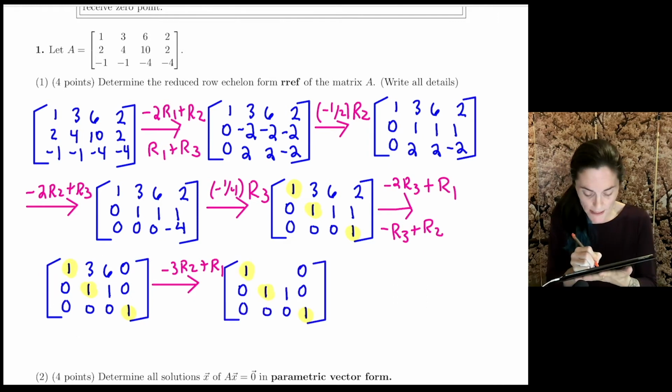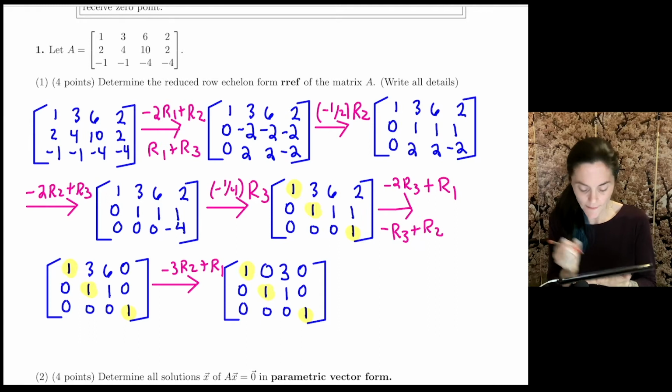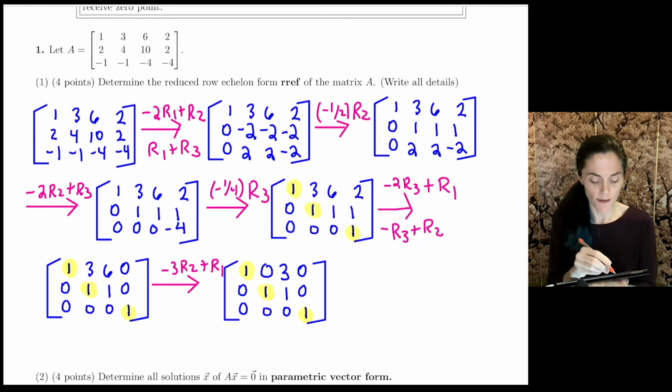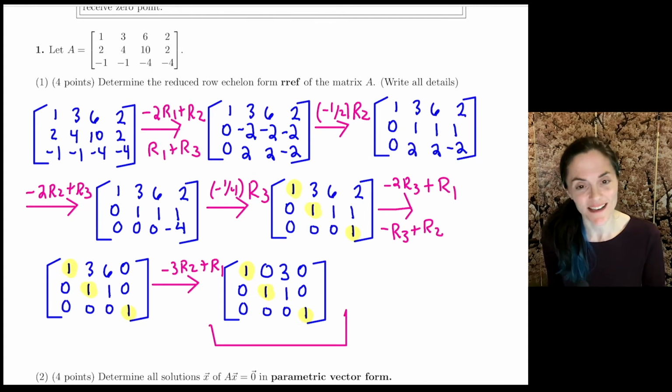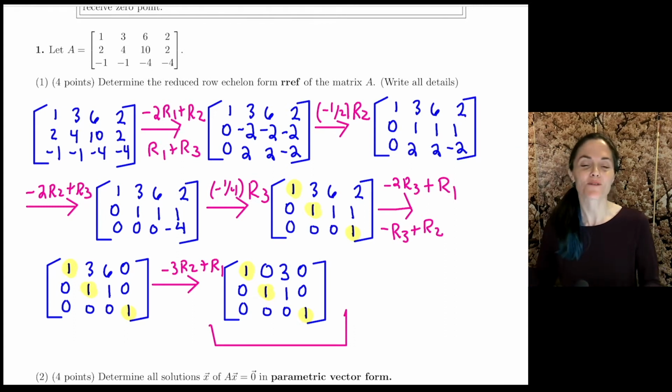So this one becomes 0, and then we have 6 minus 3, which is 3. So this is my answer here to letter A. This matrix is in reduced row echelon form, and it is the reduced row echelon form of A. Now let's move on and use it.